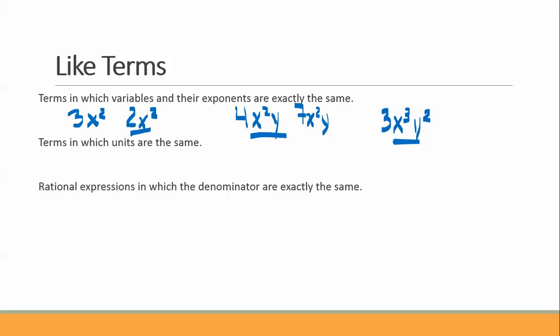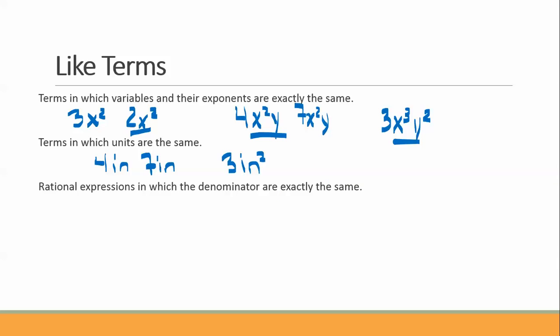Another form of like terms are terms in which the units are the same. For instance, 4 inches and 7 inches are like terms. What's not a like term is 3 inches squared. The exponent is different here, so they're not the same.